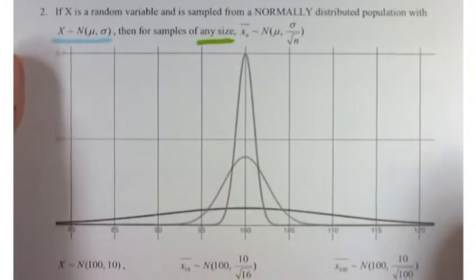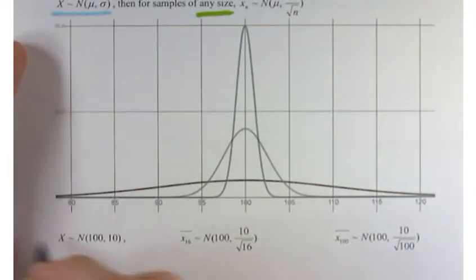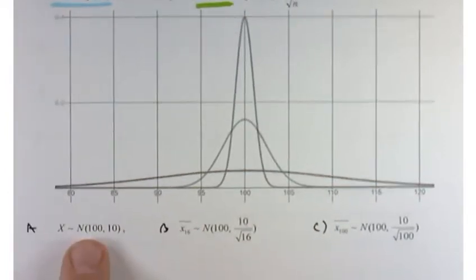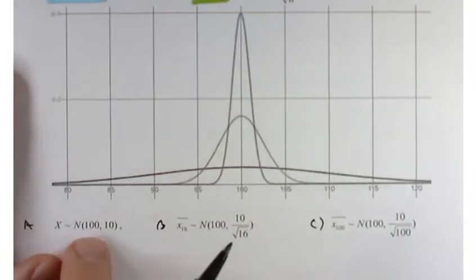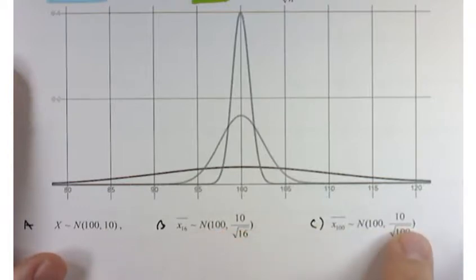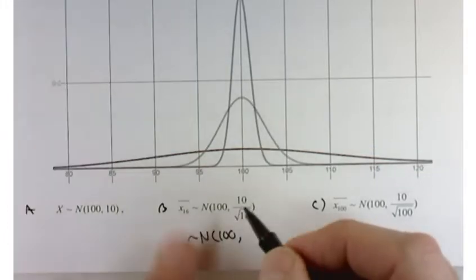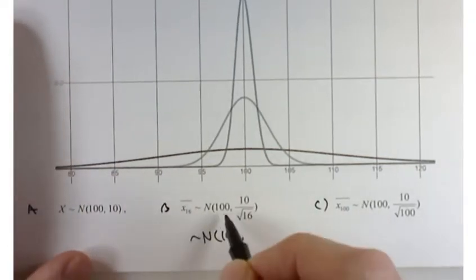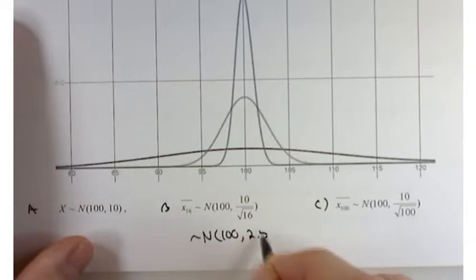So down below here, I've got a couple different populations. Call it A, B, and C. So X is distributed normally with a mean of 100 and a standard deviation of 10. Which of these three curves do you think has to be this one as opposed to this one or this one? Let's do a little bit of math here, maybe help you out. If I have a sample of size 16 from this population, the mean is still going to be 100, but the standard deviation is going to be 10 divided by 4, which is going to be 2.5.